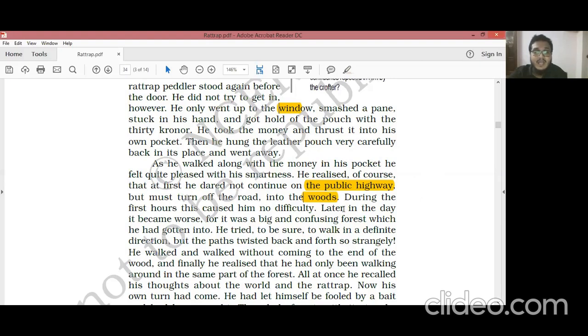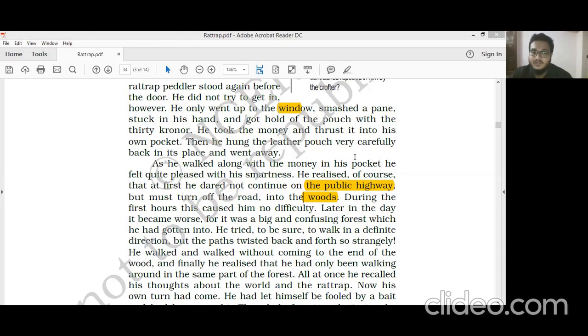Later in the day, it became worse. Later on, when he started walking, what happened? The condition became worse for him, for it was a big and confusing forest which he had gotten into. You might have seen a Bhul Bhulaiya in movies. When you enter the garden, from every direction you keep reaching the same place again and again. Similarly, he was walking and coming to the same place of the forest whenever he went.